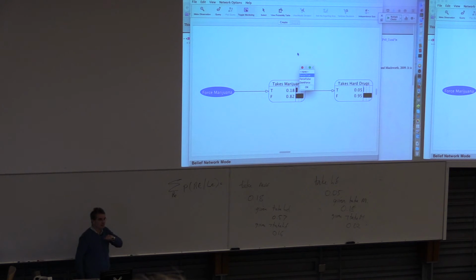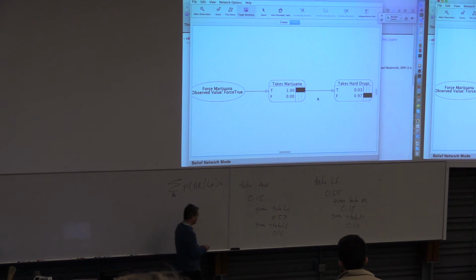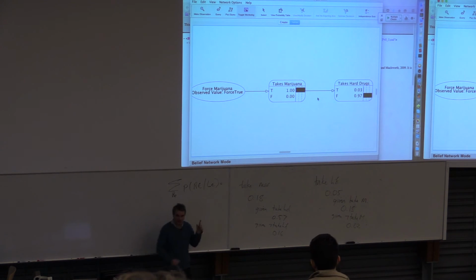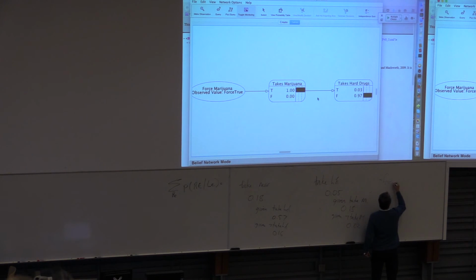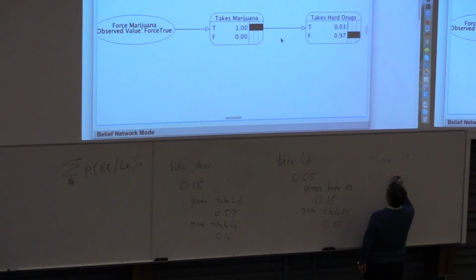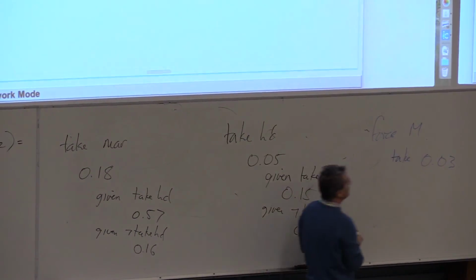Who thinks hard drugs is going to go up? The probability of hard drugs is going to go up. Who thinks it's going to go down? Right, so we didn't do this. I'm going to force it to be true, and it was 0.5, and it went down to 0.3. So if you force people to take marijuana according to this model, the take hard drugs goes to 0.03.